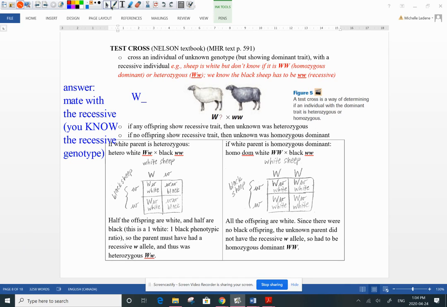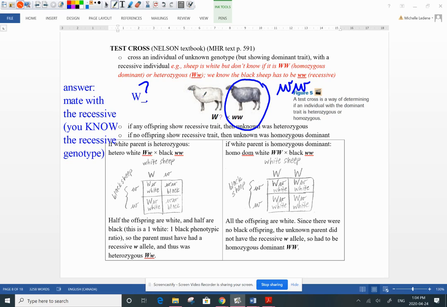Well, the answer is we're going to mate her with the recessive. So black is the recessive in sheep wool color. We know that the black sheep is recessive, so it has to have two recessive alleles, it has to be little w, little w. What is the female? Don't know. That's what we're trying to find.